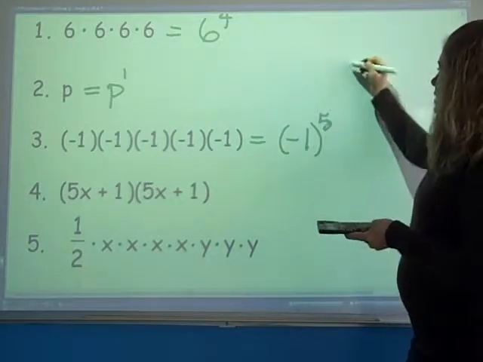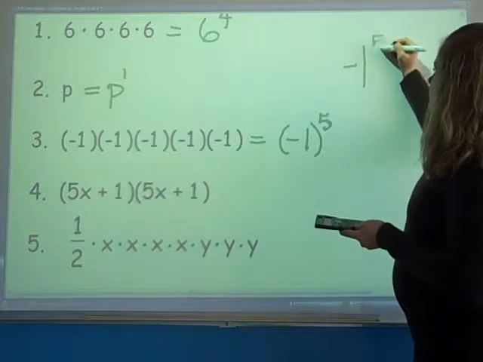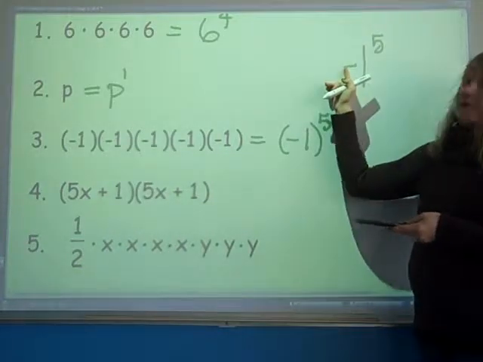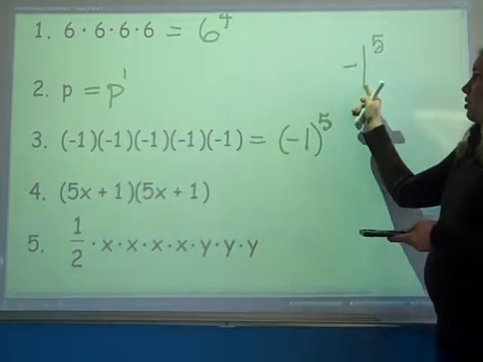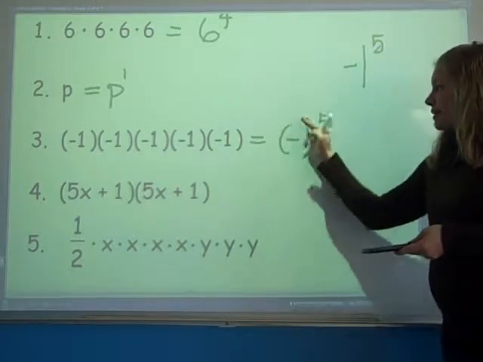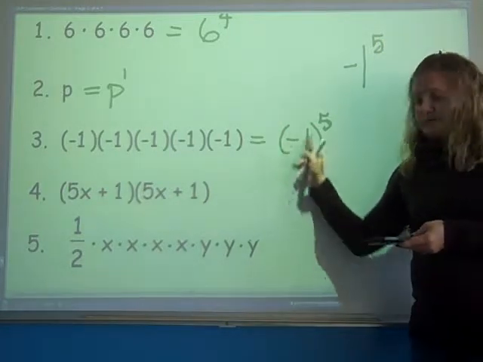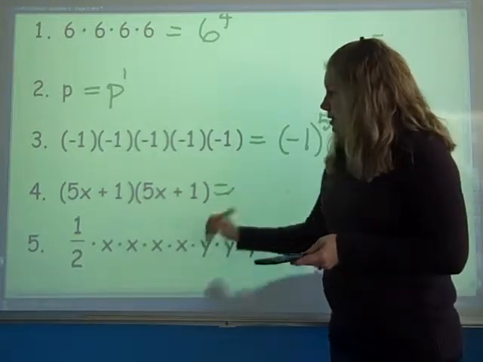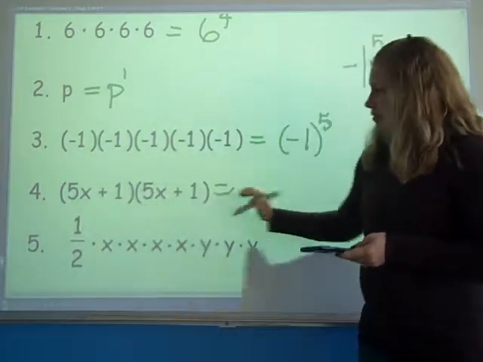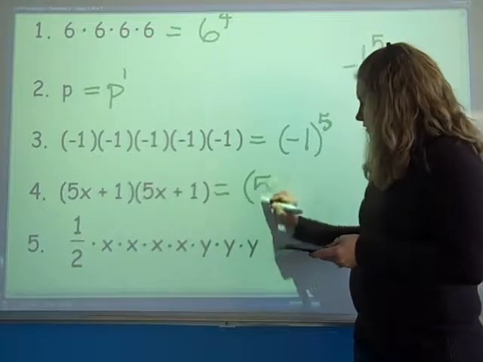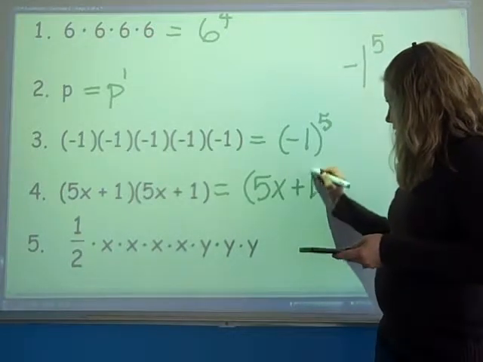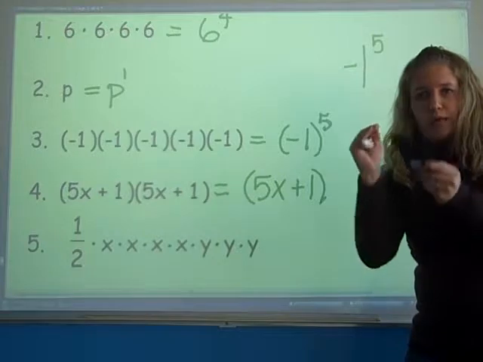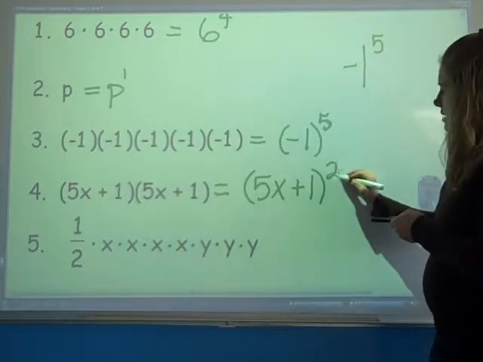This is different than if you write -1 to the 5th power, because then you're not taking the negative with it, you're just putting the 1 to the 5th power. The parentheses indicate this whole thing, -1, is being raised to the 5th power. This one, the thing that's being multiplied is 5x plus 1. So we write 5x plus 1, that's our base. We keep the parentheses around it because that whole thing is being multiplied to the 2nd power.